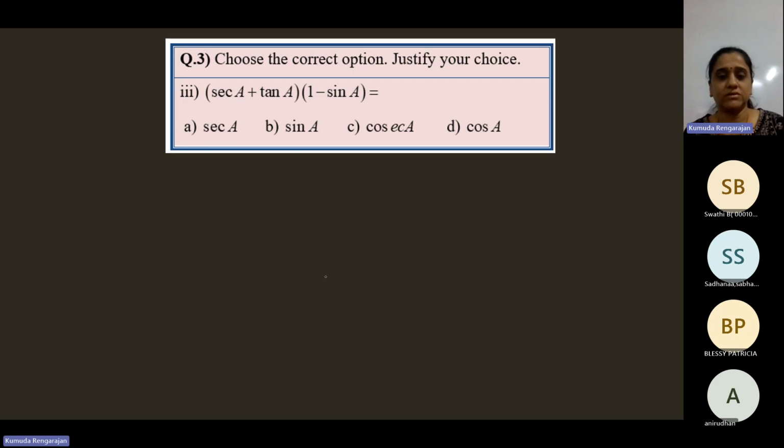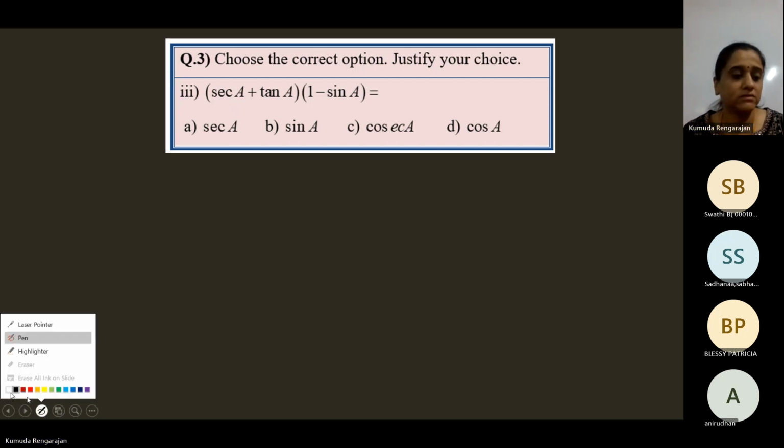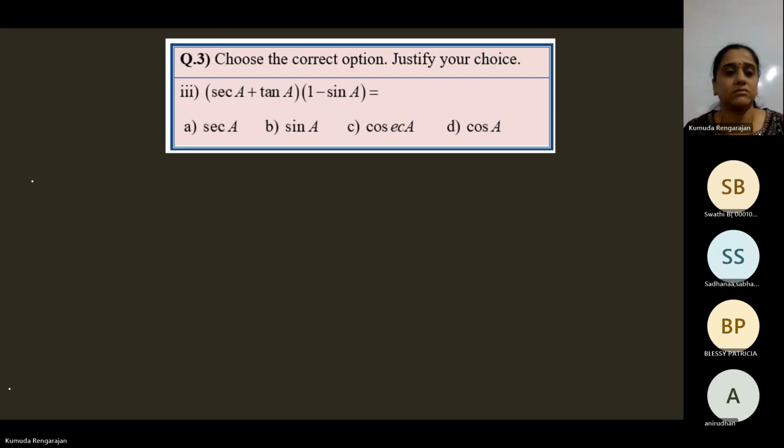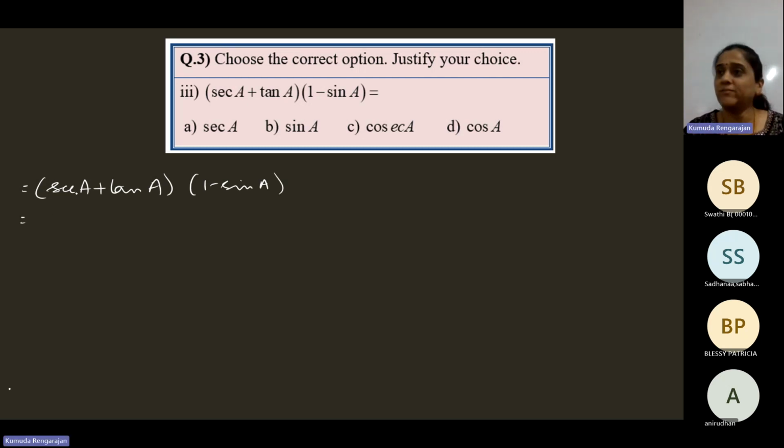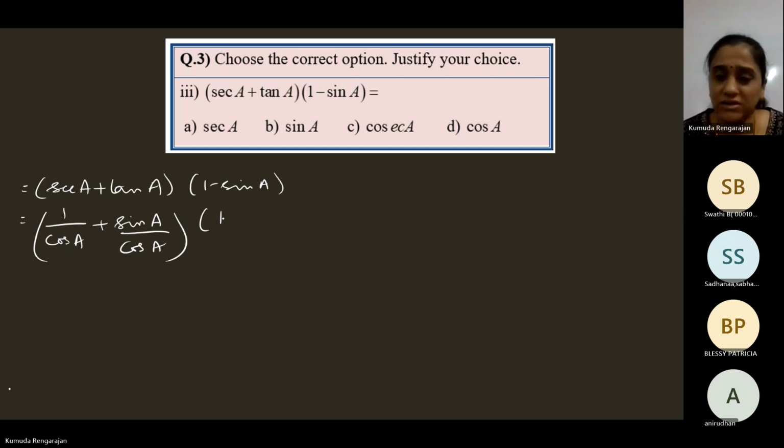Question number 3, third subdivision. Again, 4 options we have. So we are given secant A plus tan A into 1 minus sin A. Tell me, next step, what? Quickly. 1 by cos A plus sin A by cos A into this one as it is, no? Next step.